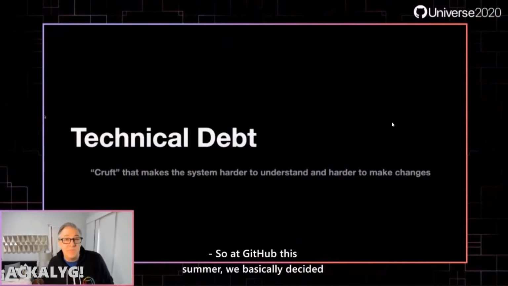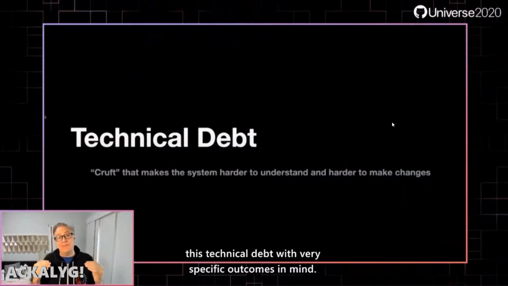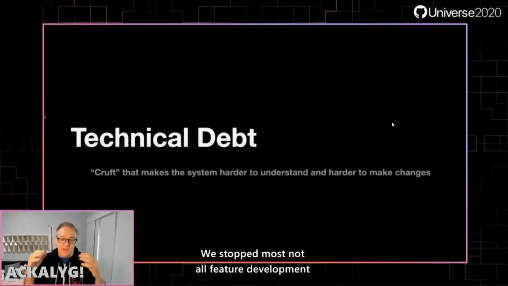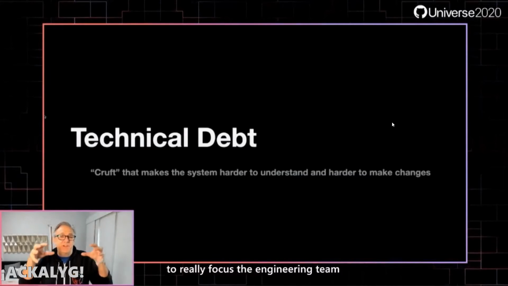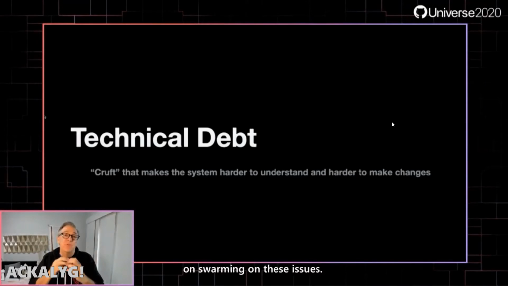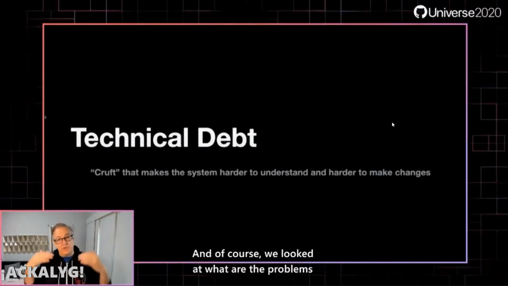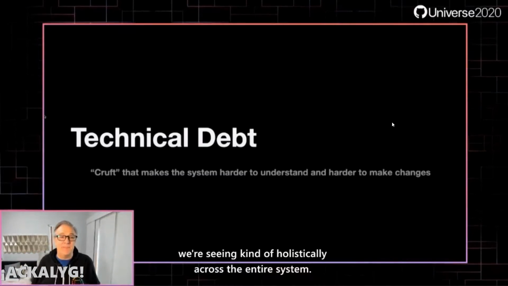So at GitHub this summer, we basically decided to have a project where we were going to pay down this technical debt with very specific outcomes in mind. We stopped most, not all, feature development to really focus the engineering team on swarming on these issues. We went out to ICs to understand what are the problems that they are seeing. And of course, we looked at what are the problems we're seeing holistically across the entire system.